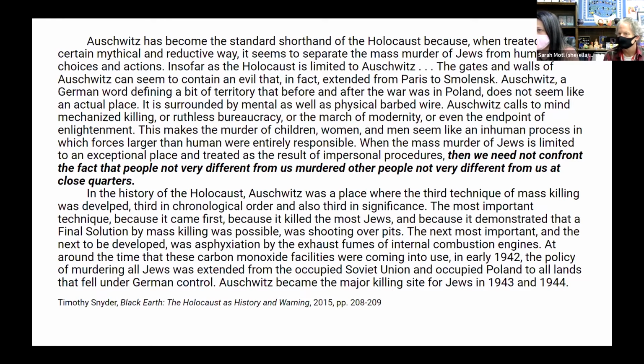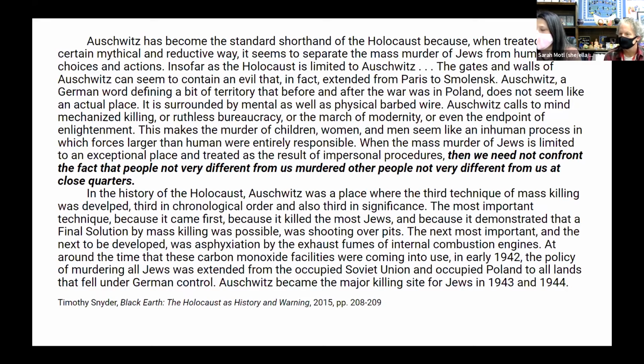Auschwitz calls to mind mechanized killing or ruthless bureaucracy, or the march of modernity, or even the endpoint of enlightenment. This makes the murder of children, women, and men seem like an inhuman process in which forces larger than human were entirely responsible. When the mass murder of Jews is limited to an exceptional place and treated as the result of impersonal procedures, then we need not confront the fact that people, not very different from us, murdered other people not very different from us at close quarters.